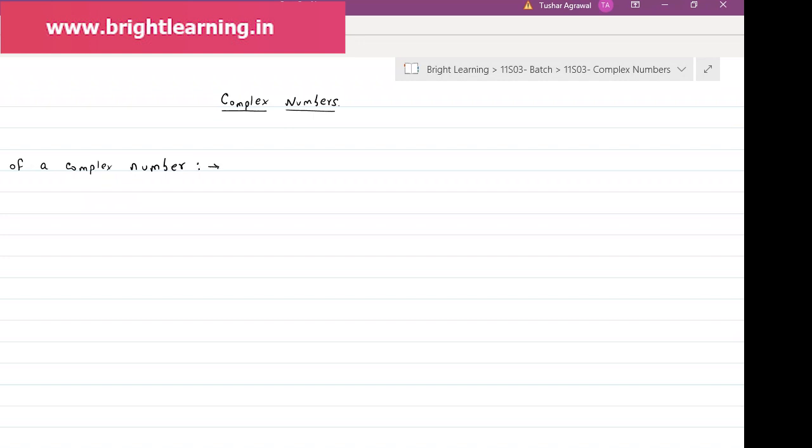Very simple. If z is equal to, let's say, x plus i times y, where x and y are real numbers, this is the standard form. Standard form will only be with x and y both real numbers. So modulus of z will be equal to the square root of x square plus y square. Under root, obviously we take the positive sign.